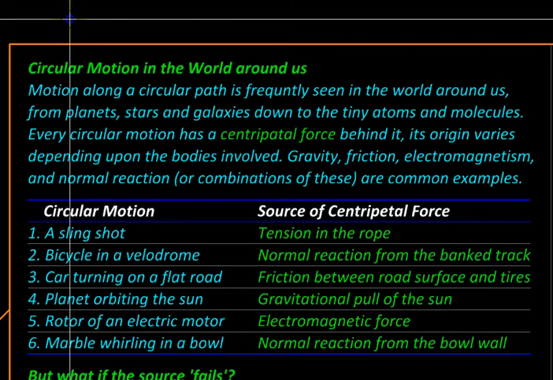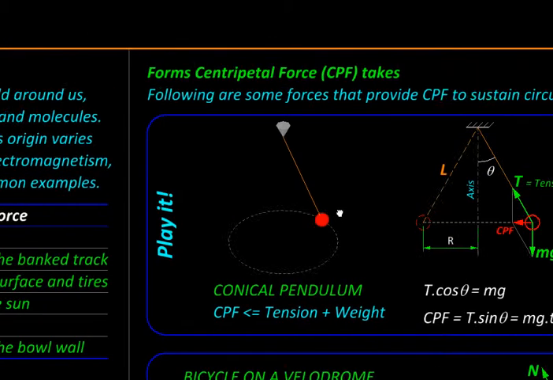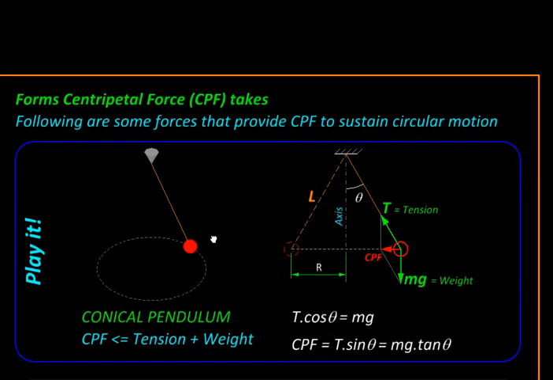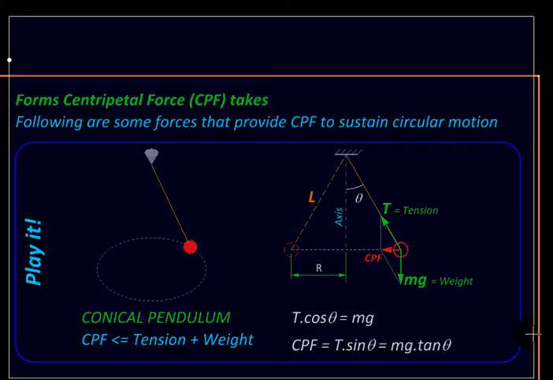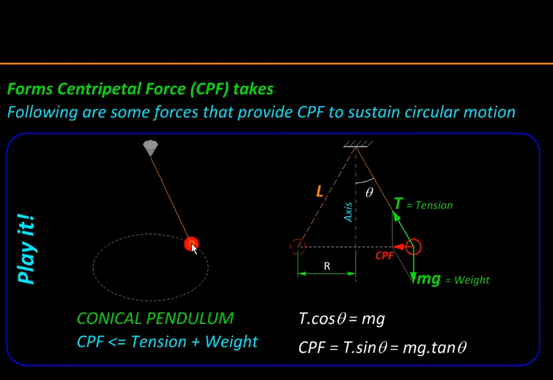Let us take a closer look at some of these cases. The first one we will look at is called a conical pendulum. It is like an ordinary pendulum with a heavy mass, a bob, suspended from an inextensible string which is attached to a rigid support. But unlike a simple pendulum which only oscillates back and forth in a plane, a conical pendulum goes on a circular path. Thereby, its string traces the surface of a cone, and hence the name.